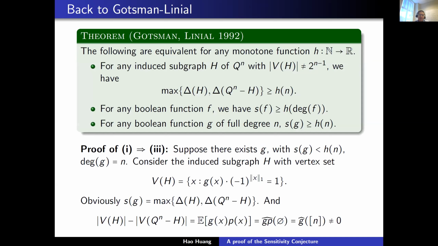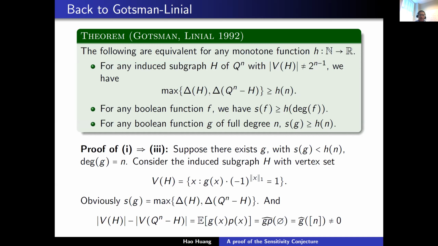Okay, so here is this equivalence for Gotsman-Linial, but since I think I'm running out of time, let me just briefly say where this comes from. For our purpose, we just need to show that 1 implies 2, and there's an intermediate statement such that you only need to look at the Boolean function of full degree and show that the sensitivity is greater or equal to h of n. So 3 to 2 is obvious, and we just need to prove 1 to 3.